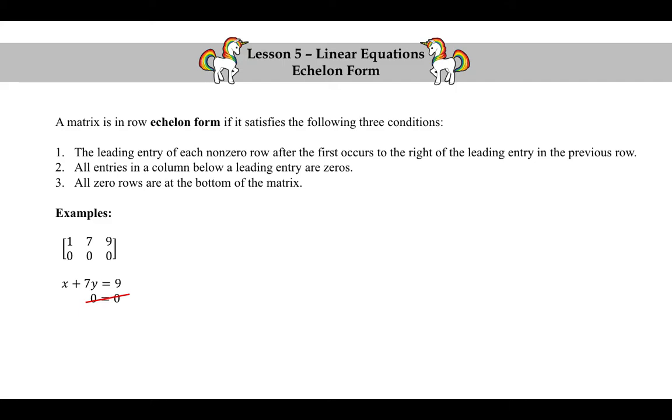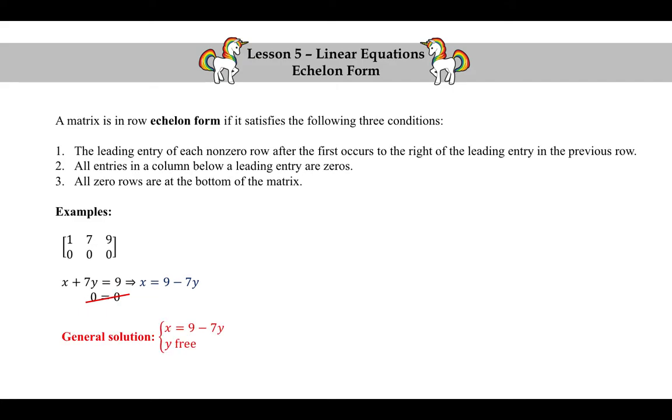Let's solve that first equation for x to get x equals 9 minus 7y. The general solution of this system of equations is x equals 9 minus 7y, where y is free. What we mean by y being free is that we can replace y by any number we want, and we get a corresponding value for x, leading to some solution (x, y). In other words, this system of equations has infinitely many solutions, one for each choice of the free variable y.